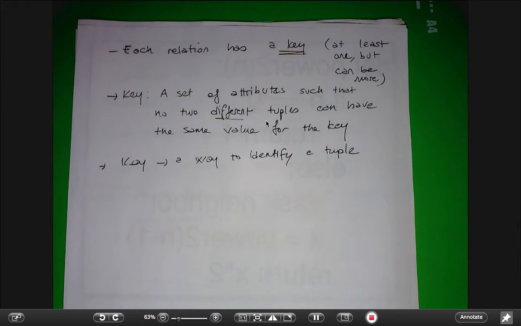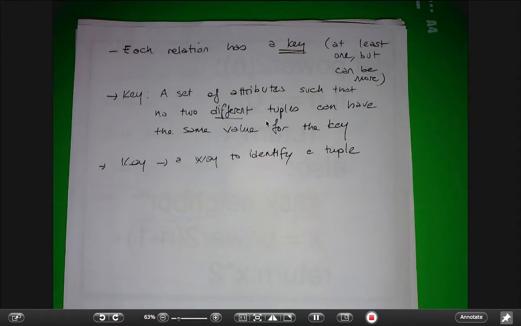So as we get more sophisticated, we are going to say that unless you tell me what the key is, I have no idea what you're storing in this relation. Because without that, it has no meaning.